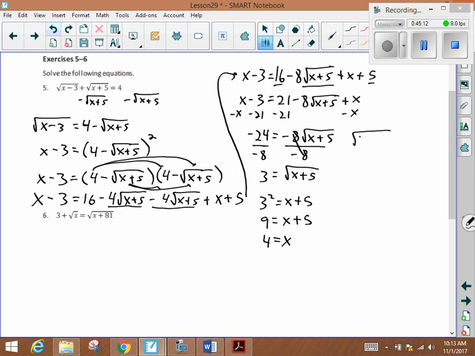4 minus 3 plus the square root of 4 plus 5 equal to 4. Is that true? So is the square root of 1 plus the square root of 9 equal to 4? So that's a real answer in real life.